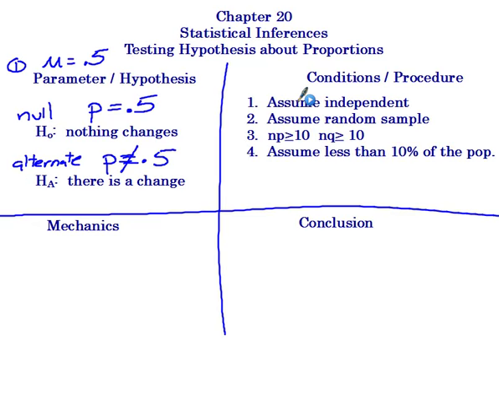So our conditions have not changed. They are still the same. Assume independence, assume random samples. We're going to check to see that NP is greater than or equal to 10, NQ greater than or equal to 10, assume less than 10% of the population, all coin flips. So yeah, all of those work.